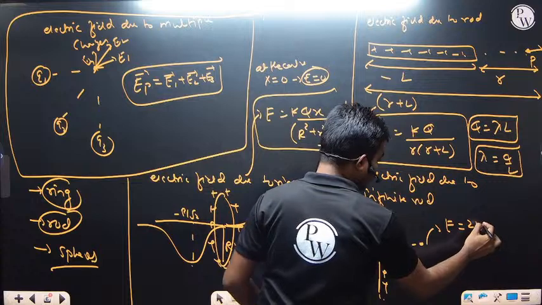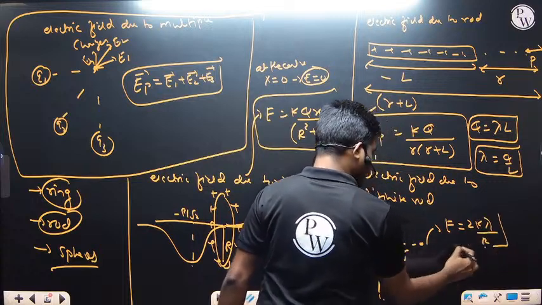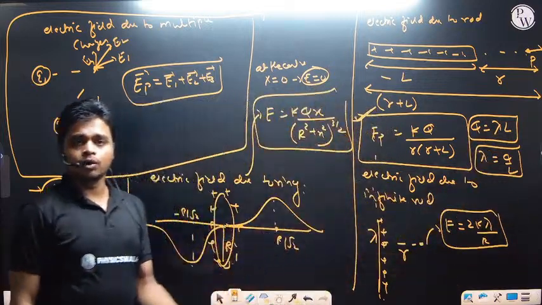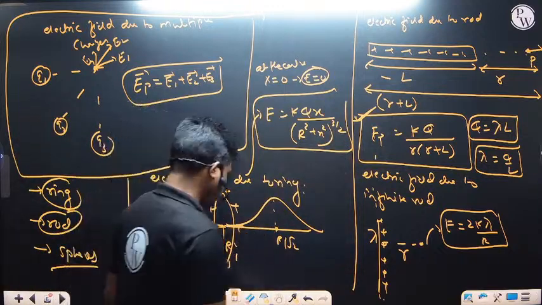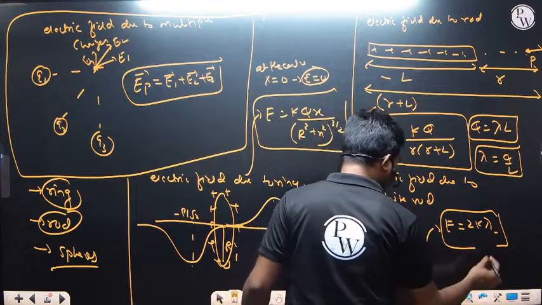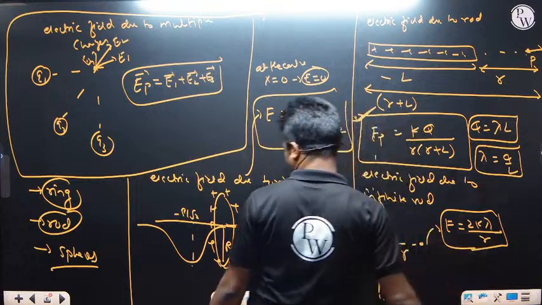Again, we don't have time for the derivation, right? So E is equal to 2k lambda by r, where lambda is the linear charge density on the rod, and r is the distance from the rod. So 2k lambda divided by r.